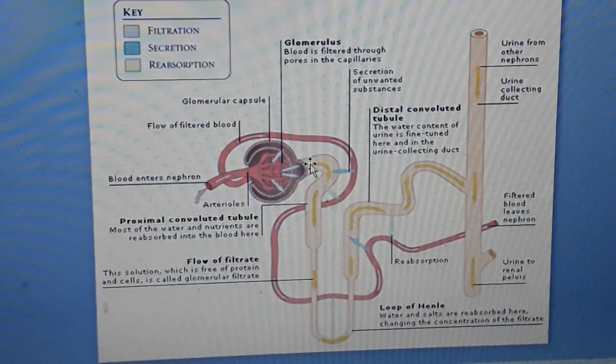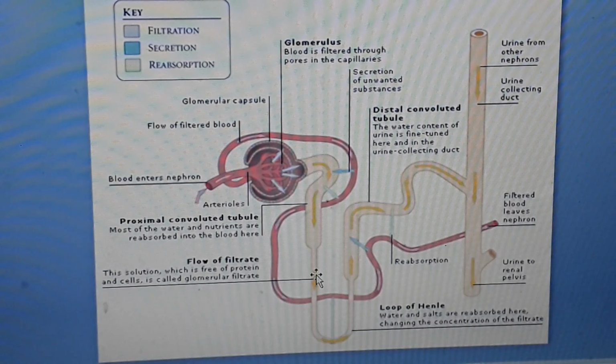The second step, that is tubular reabsorption, takes place throughout the tubule, that is in the PCT, loop of Henle and DCT. As the filtrate flows through the PCT, it comes into the loop of Henle. This is the descending loop of Henle and this one is the ascending loop of Henle.